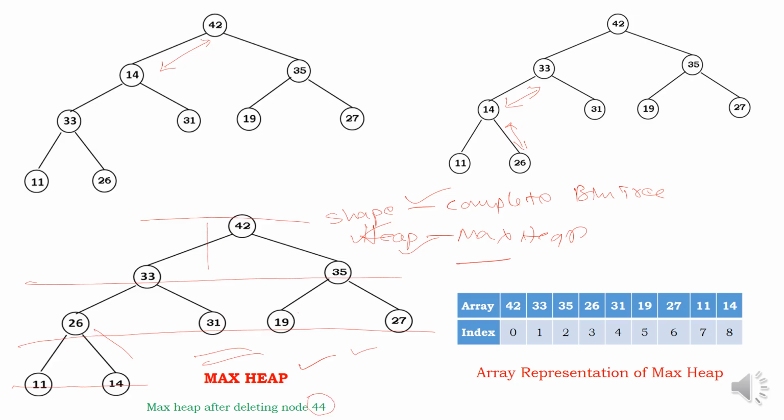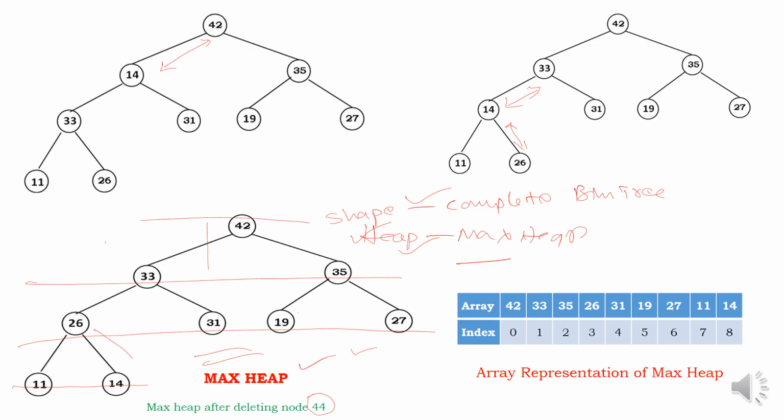Right? From a max heap, we are deleting node 44. After deleting node 44, again the remaining elements are readjusted or heapified to satisfy shape property and heap property.